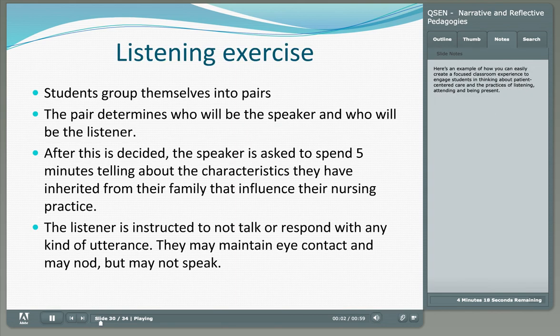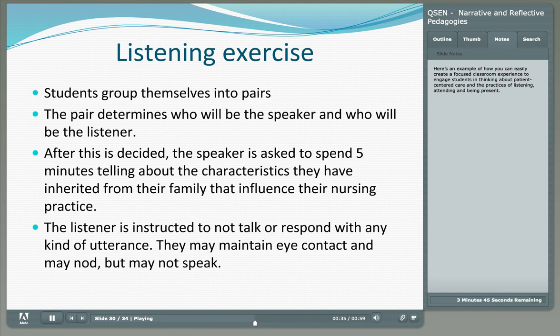Here's an example of how you can easily create a focused classroom experience to engage students in thinking about patient-centered care and the practices of listening, attending, and being present. First, have students group themselves into pairs and within each pair determine who will be the speaker and who will be the listener. When this has been decided, the speaker is instructed to spend 5 minutes telling the listener about the characteristics they've inherited from their family that most influence their nursing practice.